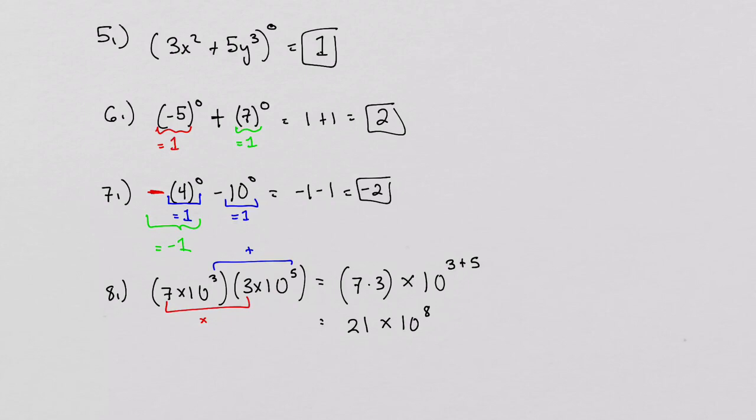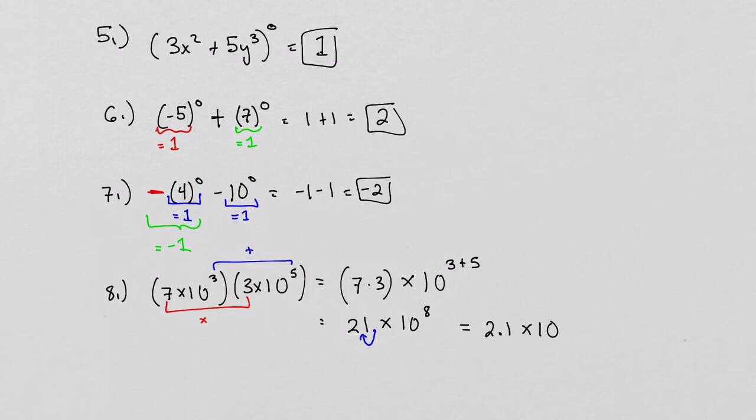However, we've got an issue here. In order for a number to be in scientific notation, the number needs to be between 1 and 9. So since this is 21, we've got an issue. So we have to mess around with it. We're going to bring the decimal point one place to the left, so we're going to make it into a 2.1.